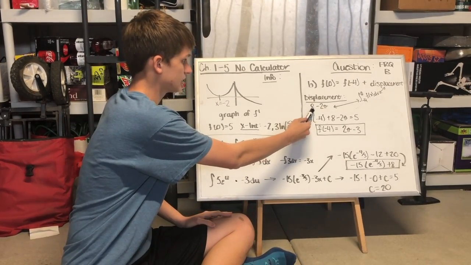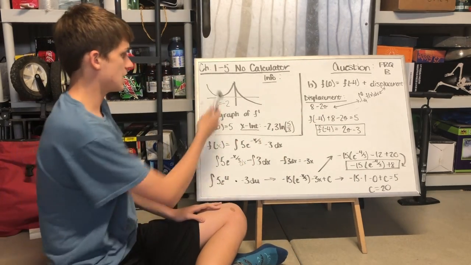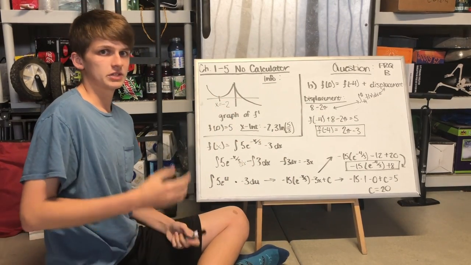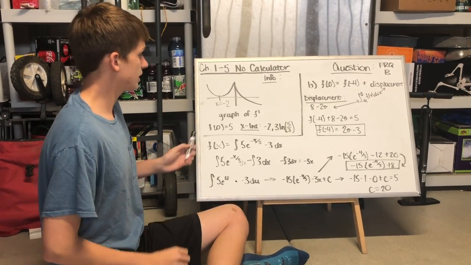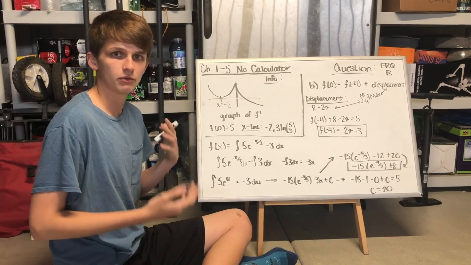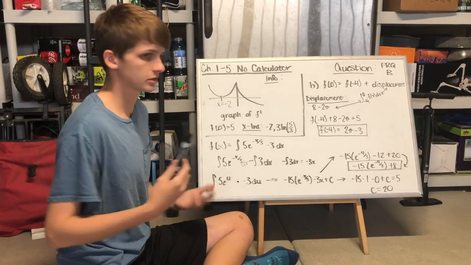So we have our 8 units over here. And then we need to find the area of this semicircle, which is pi r squared over 2, since it's half of a circle. So when we plug in the radius of 2 into the equation, we get 4 pi over 2, or just 2 pi.